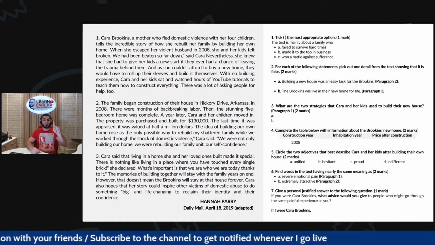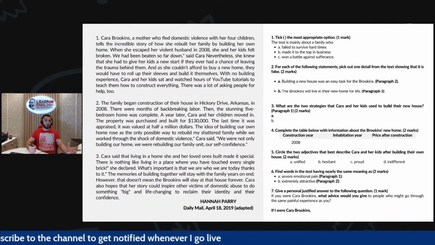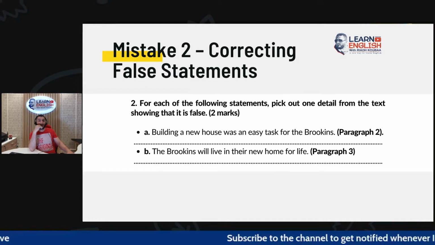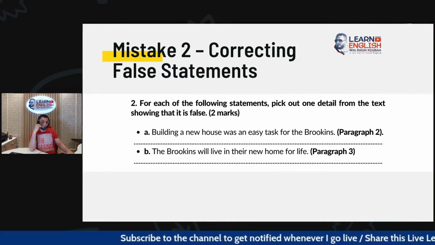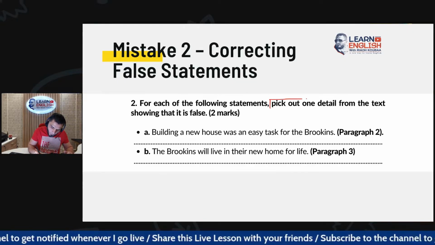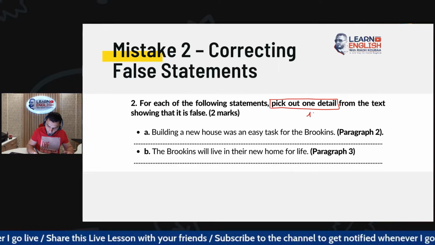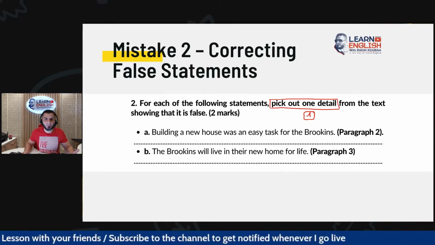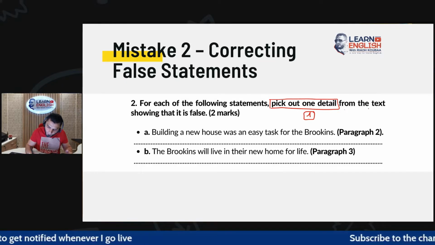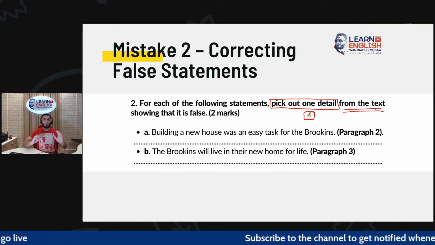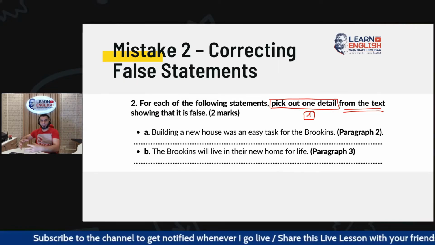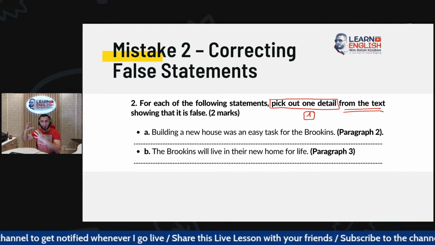Pick out one detail from the text showing that it is false. What is the second mistake here? I have a lot of things to say about this question. So the first point here, the question says pick out one detail. From where? Using your own words? No, from the text. Copy the answer from the text and paste it. It's like a copy and paste answer.